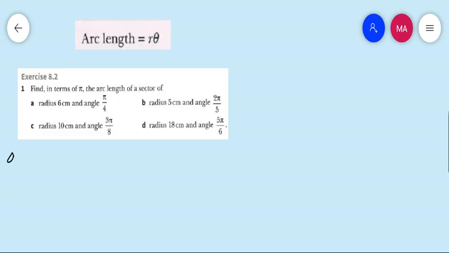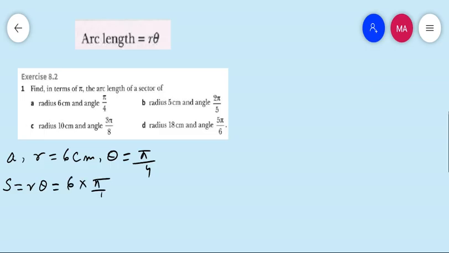So part A, r is 6 centimeter and theta is pi by 4 radians. Obviously, wherever you see the angle in terms of pi, it means it is in radians. So the arc length formula is s equals r theta. r is 6 into pi by 4, and 6 into pi by 4 is 3 pi by 2 centimeter. Because it is a length, we have to write it in centimeter.